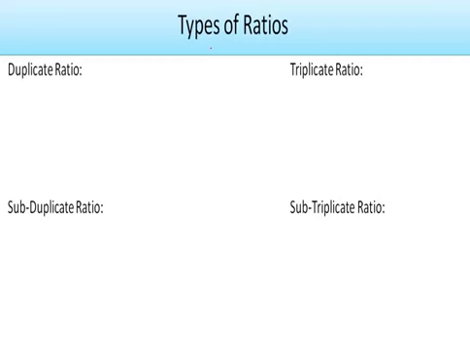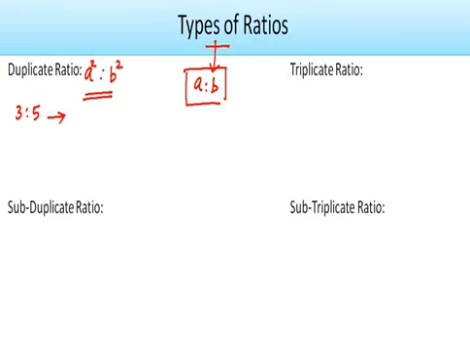Now let's learn about the different types of ratios which we'll be seeing in our questions. To start with, we'll assume a simple ratio A is to B. Now, what is duplicate ratio? Very simple. In a given ratio, just square the individual terms. So A square is to B square. For example, if we have a ratio as 3 is to 5, the duplicate ratio of 3 is to 5 will be 3 square is to 5 square, which is basically 9 is to 25.